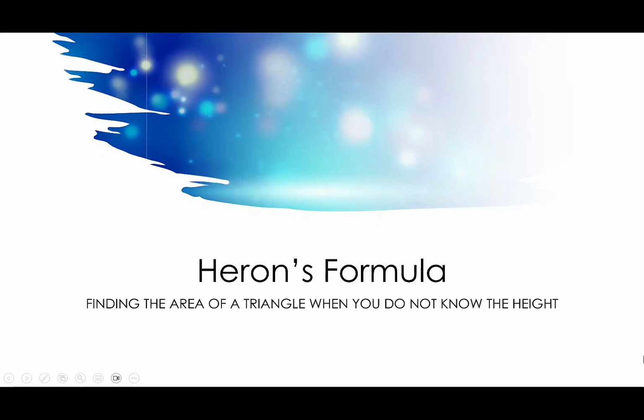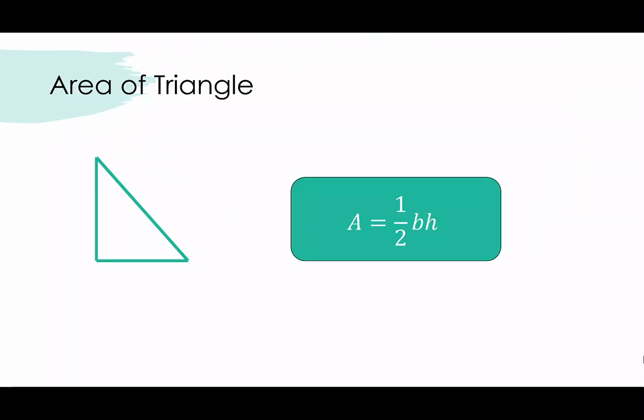Hi everybody, today we're going to talk about finding the area of a triangle when you don't know the height. This is called Heron's formula. I want you to think back to the area of a triangle. We know the area of the triangle is 1/2 the base times the height. But what if we don't know the height?